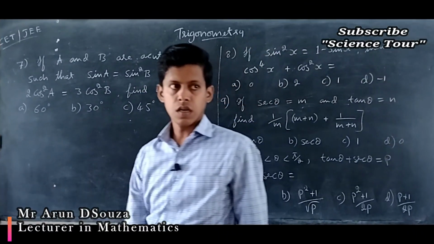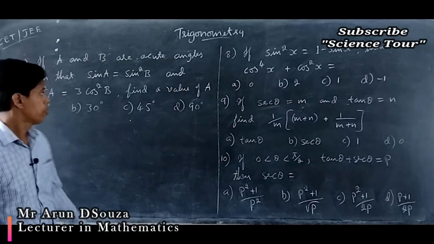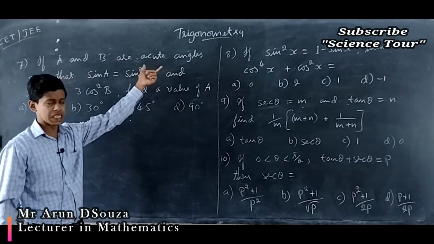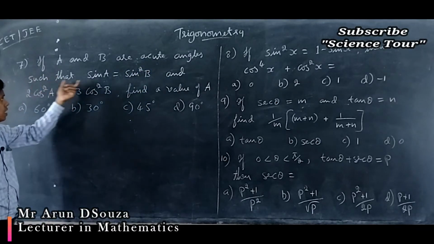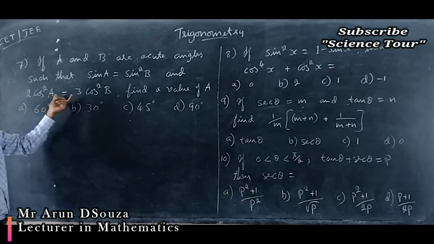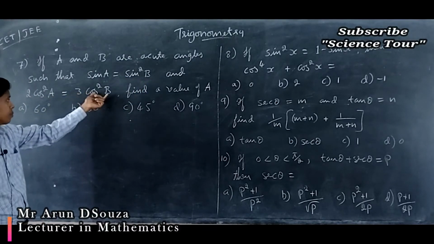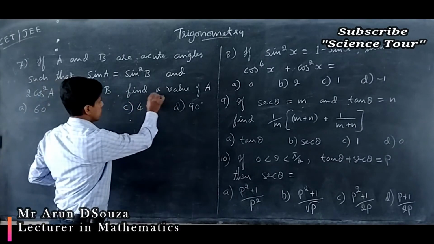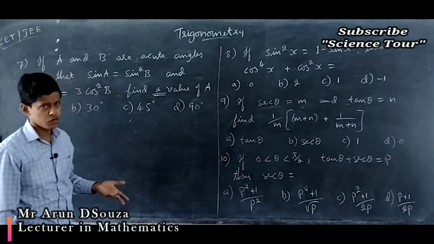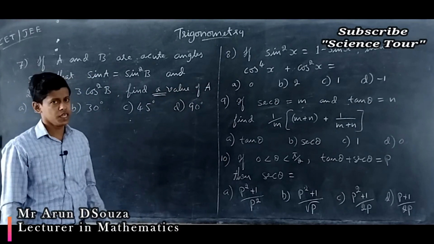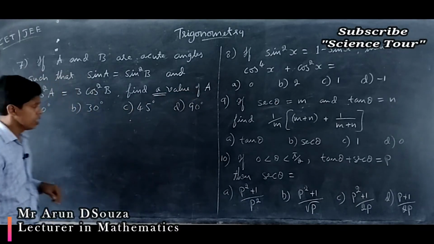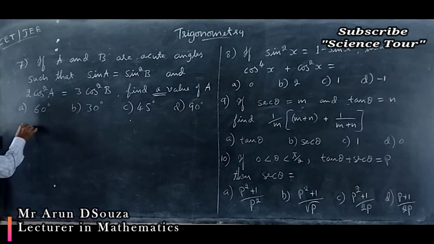Dear students, let us look at question number 7. If A and B are acute angles, less than 90 degrees, such that sin A is equal to sin square B and 2 cos square A is equal to 3 cos square B, find one value of A. There are many values of A, just find one value of A out of these options. Okay, now how do we solve this?